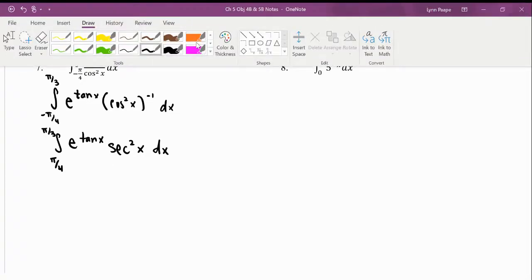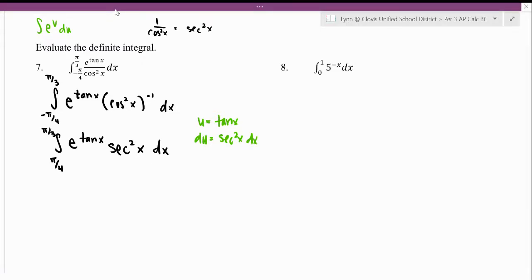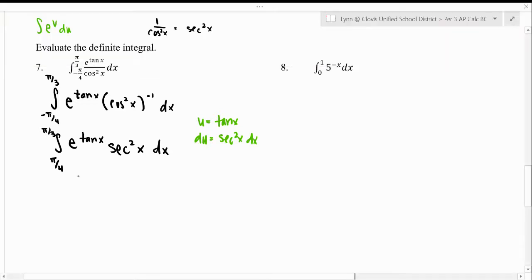All right, so I know that I have e to the tangent x, so I'm going to be looking at that whole e to the u du pattern. And so I'm going to let u equal tangent, and then its derivative is, oh my gravy, secant squared x dx. Hey, look how perfect that is. All right, so let's do my substitution. So when I do that, I will have the integral of e to the u du.